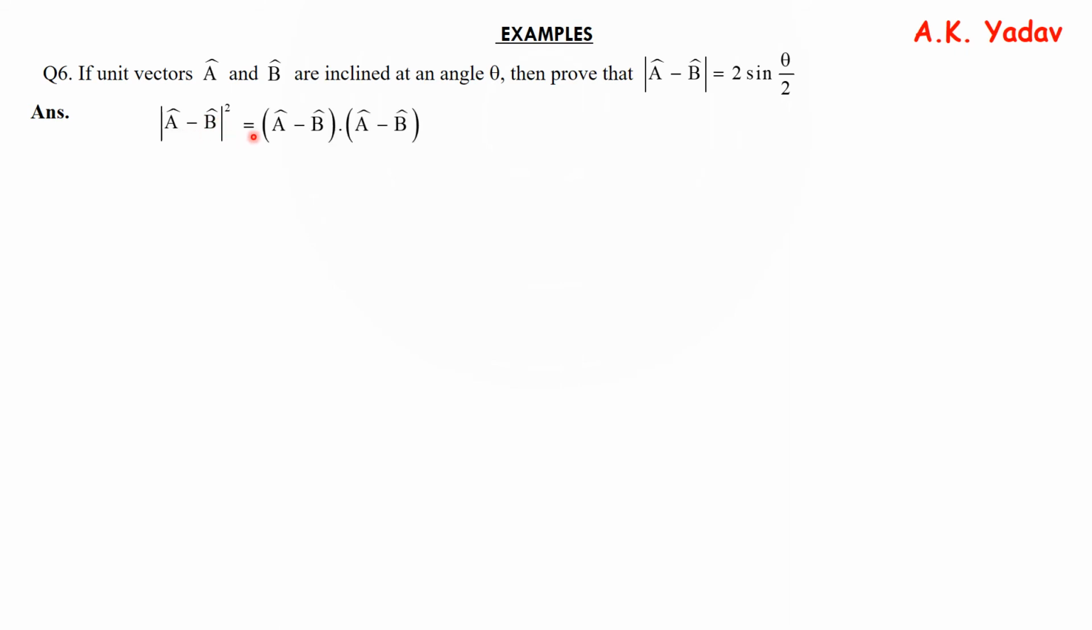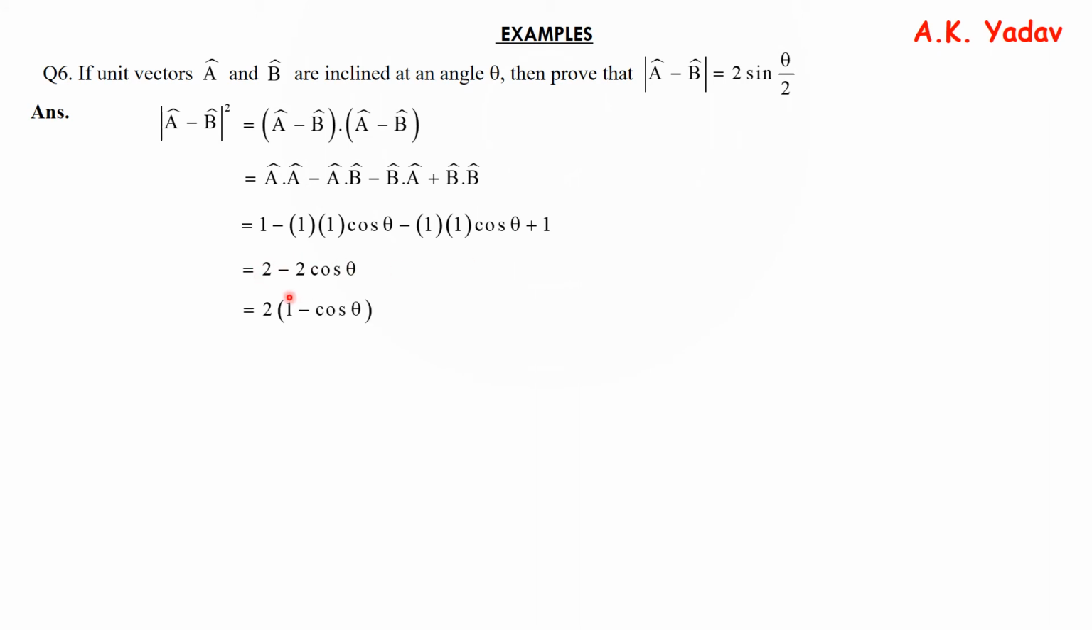is equal to A minus B dot A minus B, that is A dot A minus A dot B minus B dot A plus B dot B. Remember here A and B are unit vectors. Now A dot A is 1, the magnitude of A is 1, magnitude of B is 1, theta we don't know, that's why we wrote cos theta. Similarly 1 1 cos theta and B dot B is 1. So we can write 2 minus 2 cos theta, 2 is common, in bracket 1 minus cos theta.